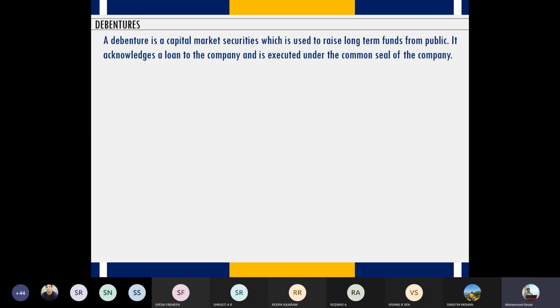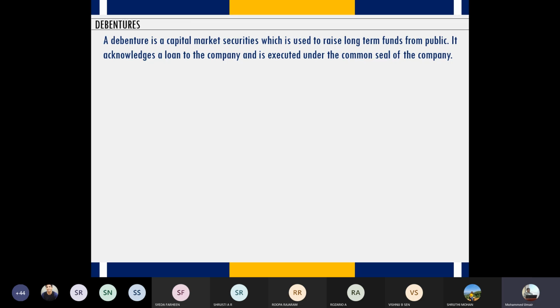Good morning. Yesterday we were discussing methods of borrowing funds from capital markets. There are two broader methods: one is by issue of equity shares and the other is by issue of debentures. We were discussing the second option, debentures.